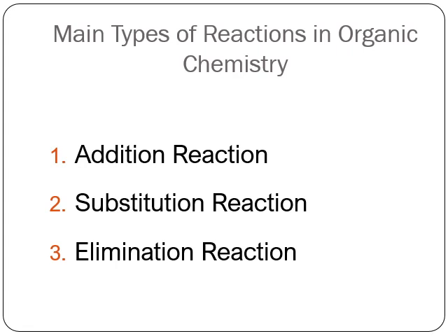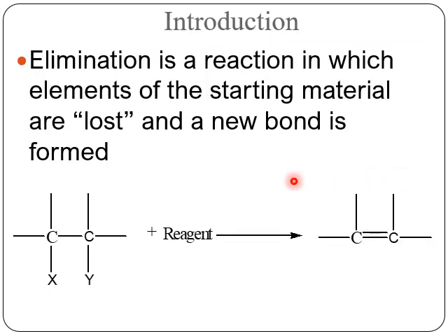The third class is the elimination reaction. Elimination reaction is just the opposite of the addition reaction. In elimination reaction, a group of atoms is removed from a substrate, from a molecule, and at the end we get a double bond, or unsaturation, in the molecule. Elimination reaction is a reaction in which elements of the starting material are lost and a new bond is formed.